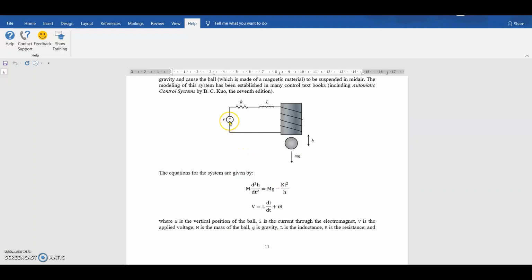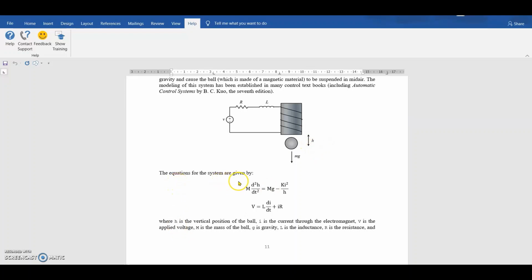If the voltage applied is, for example, 0, then current will be 0, so no force will be exerted on the ball and the ball will keep on going in the downward direction. If h is the separation between the magnetic ball and this inductor core, then this h will keep on increasing. So h will go on to infinity, ideally.